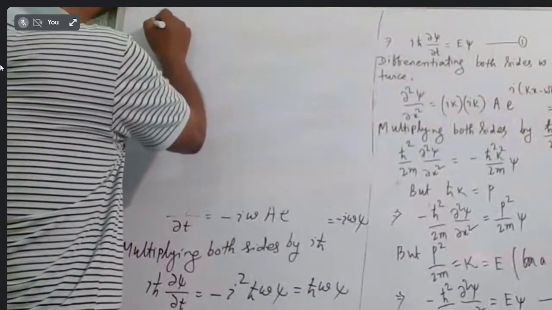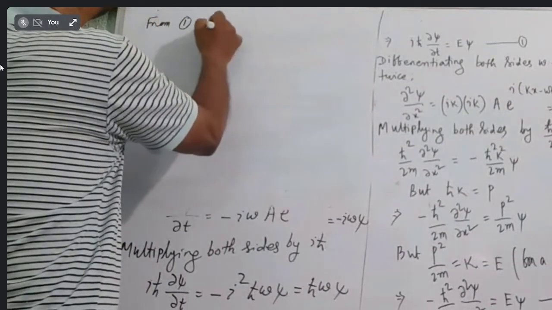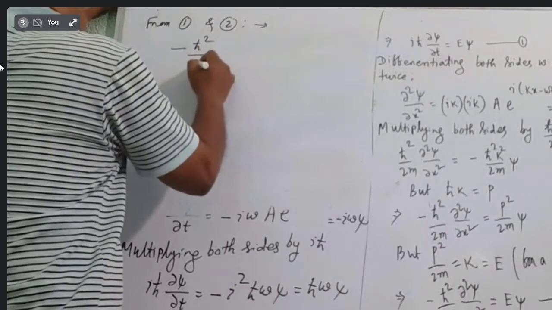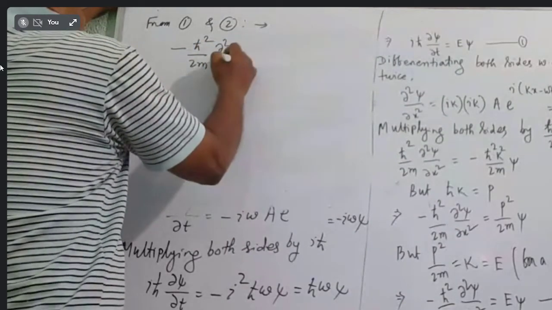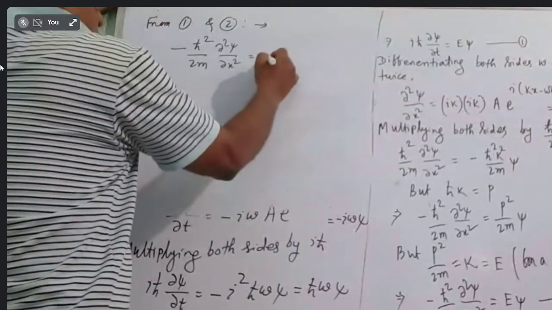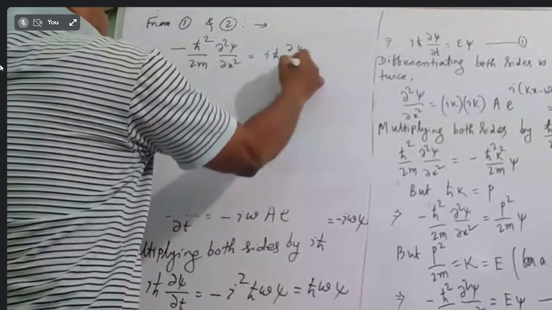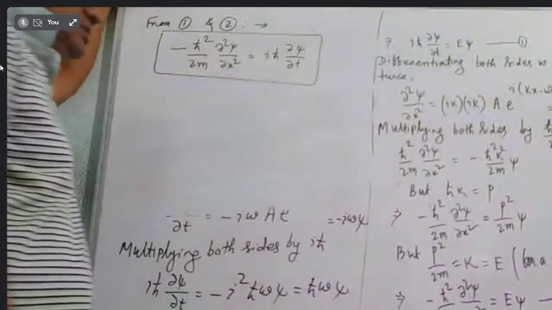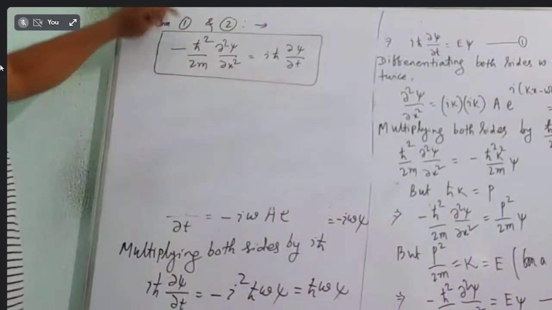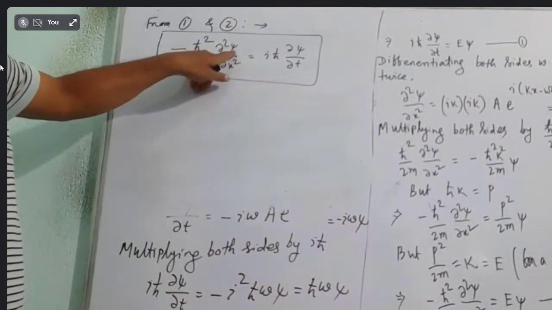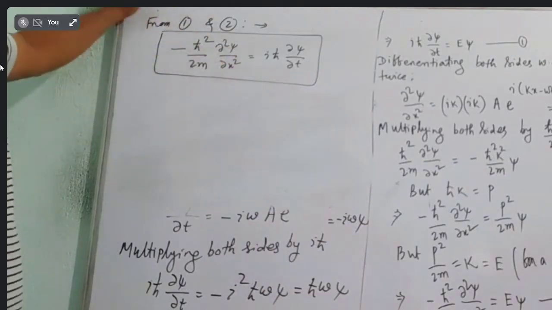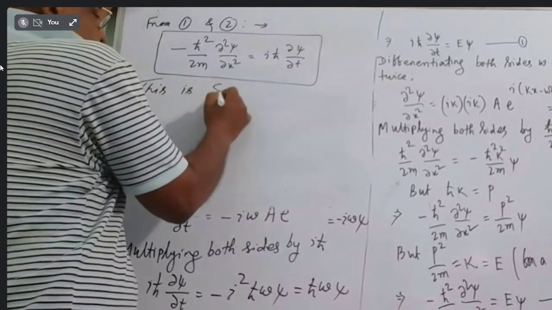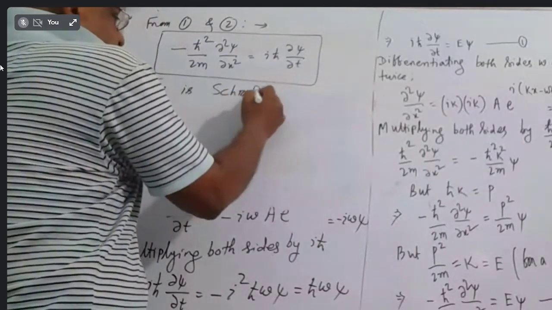what you got from 1 and 2 is minus h cross square by 2m del square psi by del x square is equal to i h cross del psi by del t. Mark, this is a differential equation whose solution will give you the time and position dependence of psi. So this is called Schrodinger's differential equation.